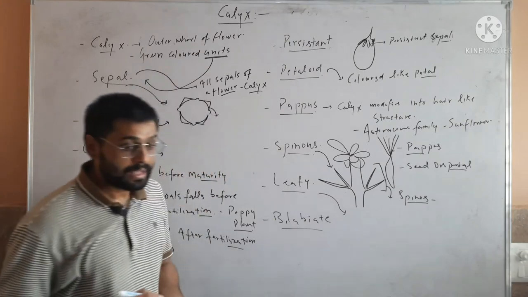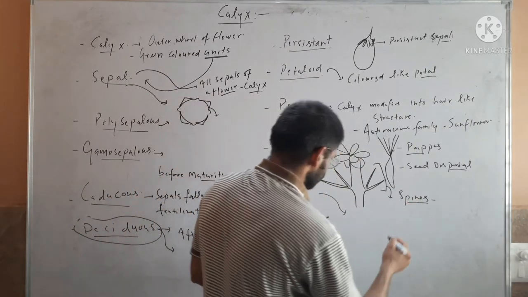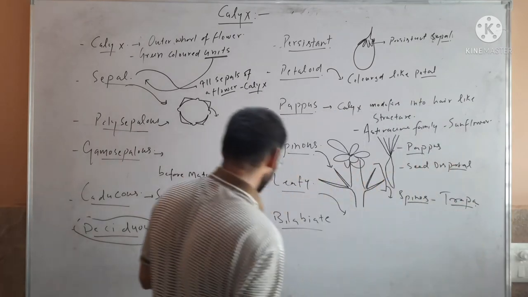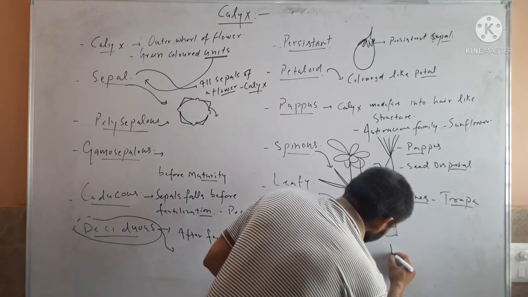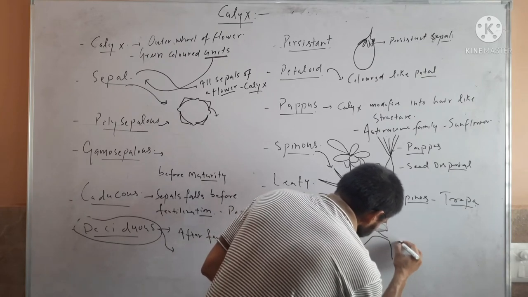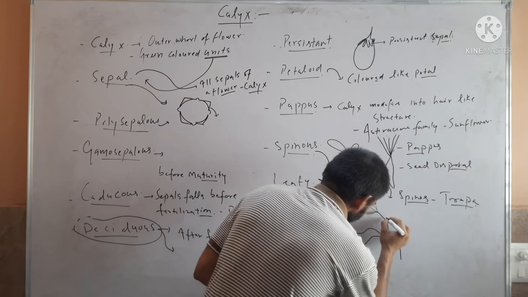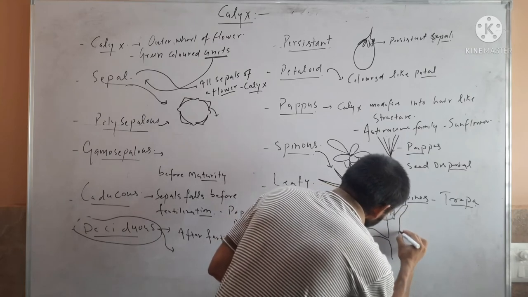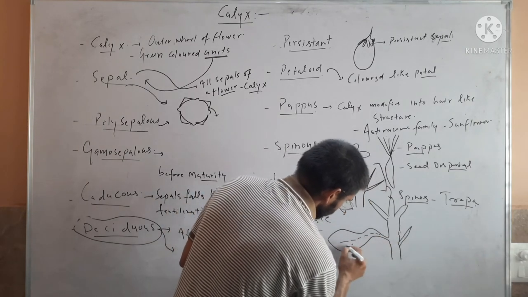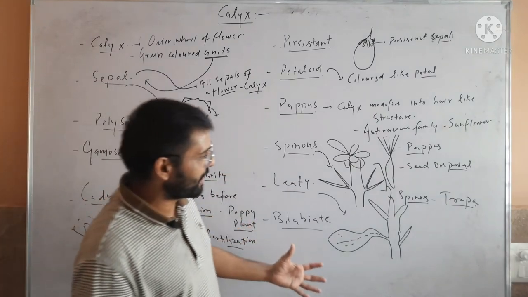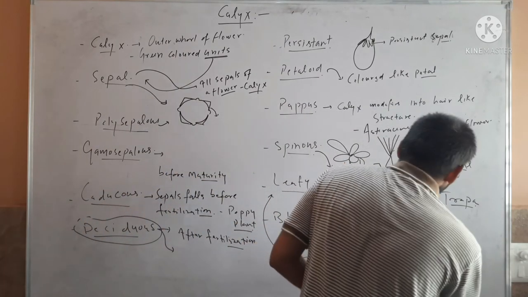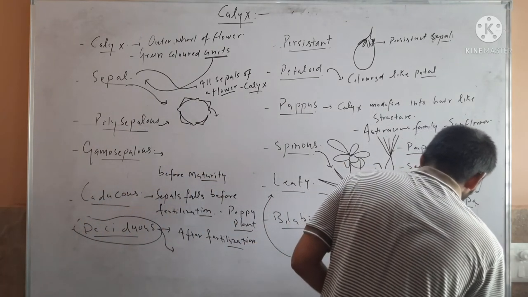An example of this spinous calyx is trapa. Sometimes calyx becomes leaf like, it becomes broad and leaf like. So this type of calyx will be called leafy calyx. This type of calyx is found in Mussaenda.